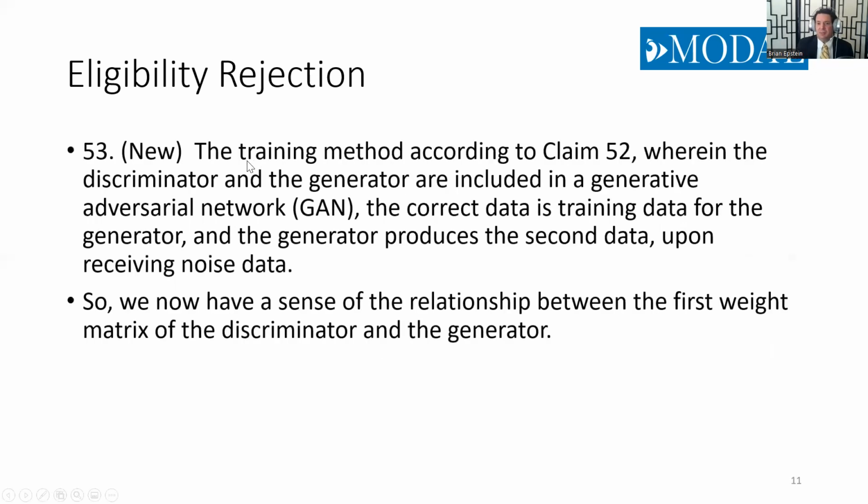So here's an additional dependent claim intended to address a proposed eligibility rejection. This one depends from claim 52. And it says that the discriminator and the generator are included in a generative adversarial network. There's the GAN. The correct data is training data for the generator, and the generator produces the second data upon receiving noise data. Okay. If we look at this whole chain of claims now, we have a sense, right? 32, 33, 52, and 53. We have a sense of the relationship between the first weight matrix of the discriminator and the generator, right?